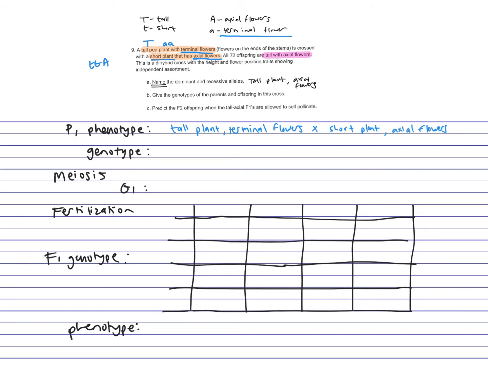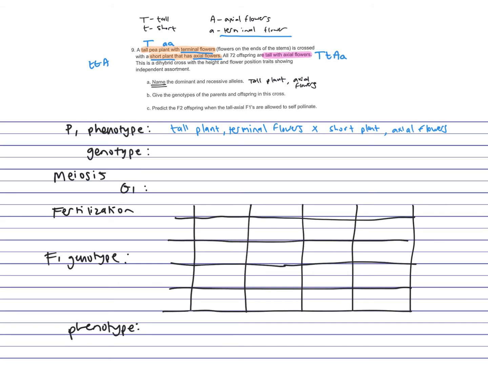Now, if we look at the clue here, all the offspring are tall with axial flowers. So all of the offspring are going to have a big T, and they're all going to have a big A. Now, this parent can only give a small a to its offspring, so that means they will all get a small a from that parent. But at the same time, this parent can only give a small t, so that means our offspring are going to be heterozygous for both traits. But to determine the genotypes of the parents, whether this parent has a big T or a small t, that helps us here, that all the offspring are tall with axial flowers.